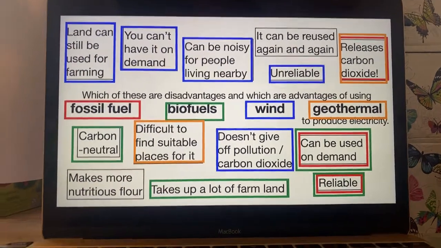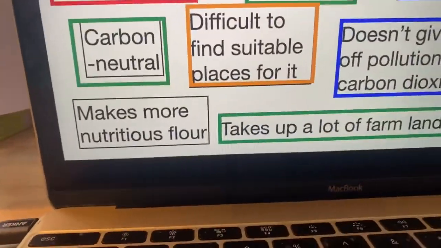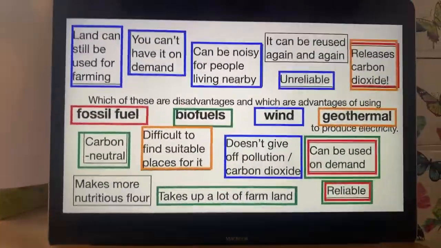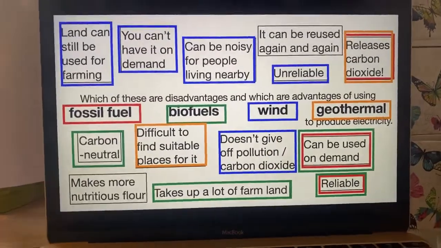Did you get that the one about making more nutritious flour was a nonsense one that I threw in to try and trick you? Well done.